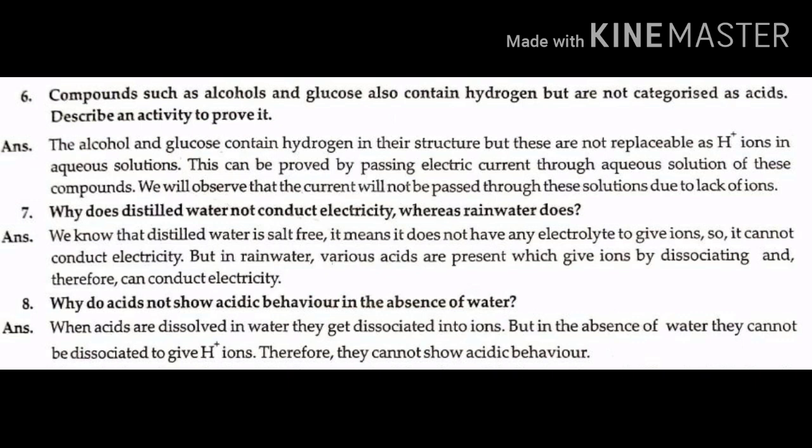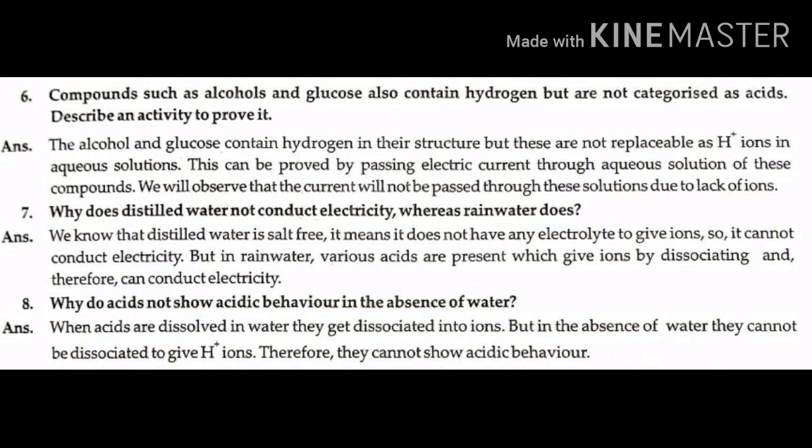Page number 34 questions. Question number 6. Compounds such as alcohols and glucose also contain hydrogen but are not categorized as acids. Describe an activity to prove it. Answer. The alcohol and glucose contain hydrogen in their structure, but it is not replaceable as H+ ions in aqueous solutions. This can be proved by passing electric current through aqueous solutions of these compounds. We will observe that the current will not pass through these solutions due to lack of ions.